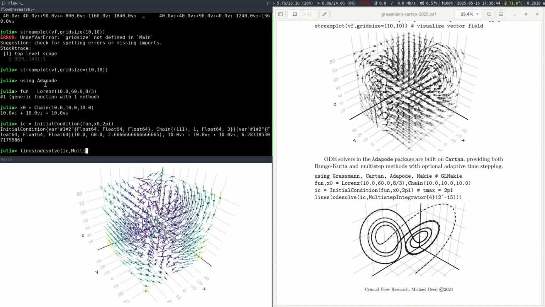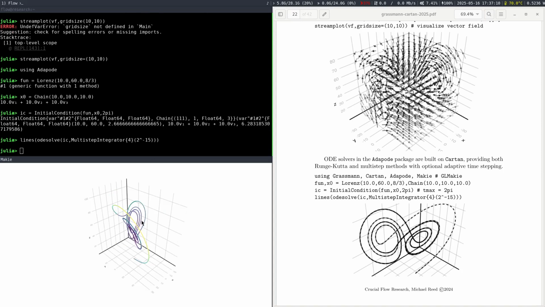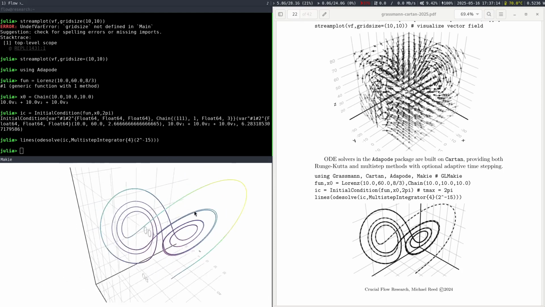Then we just pick a solver, multi-step integrator, fourth order, 2 to the minus 15 step limitation. All right. So that solves it and gives a solution.